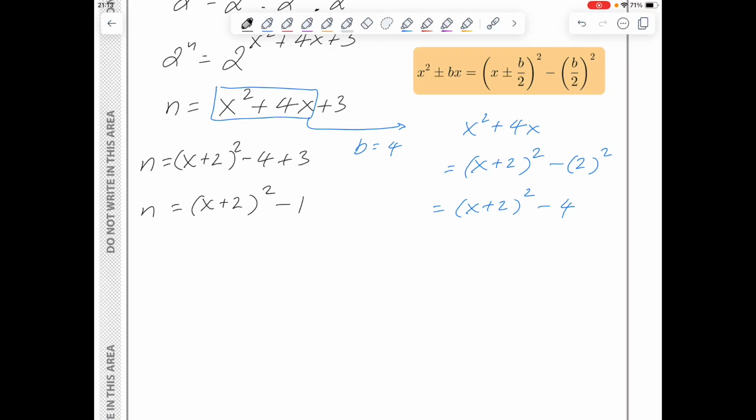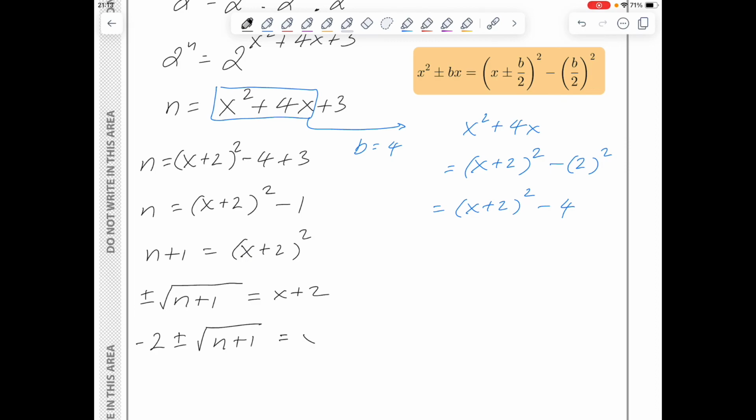I'll rearrange now to make x the subject, take 1 to the other side. So n plus 1 equals (x plus 2) squared. Plus or minus the square root of n plus 1 is equal to x plus 2, and then minus 2: plus or minus the square root of n plus 1, minus 2, is equal to x.